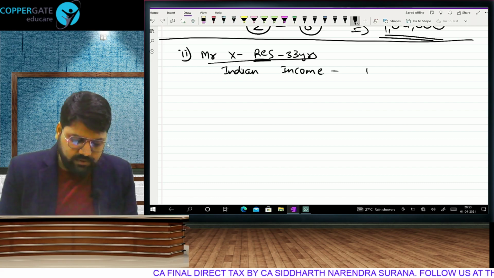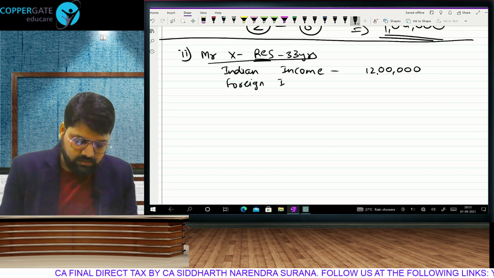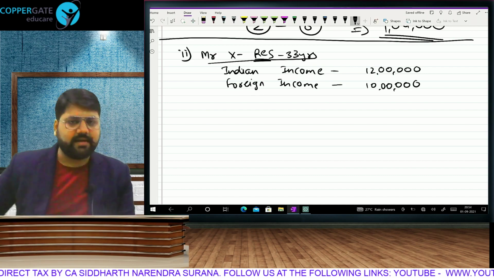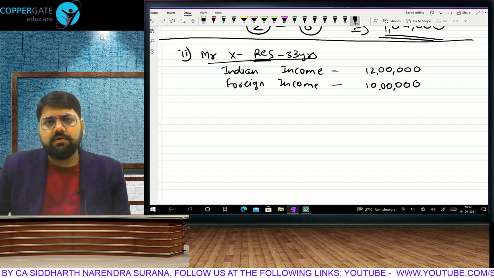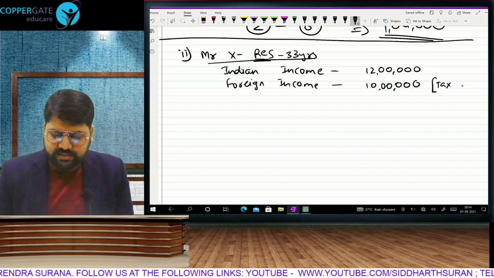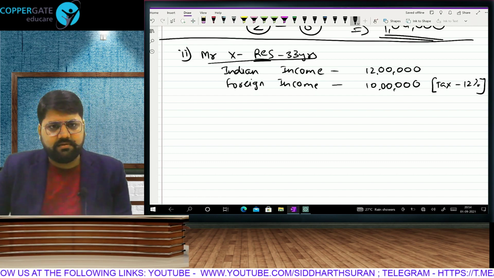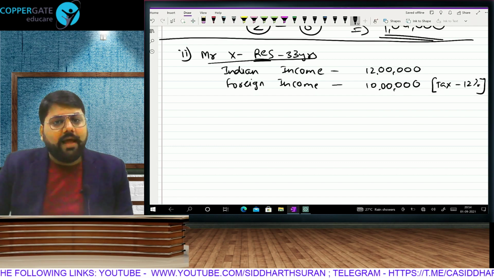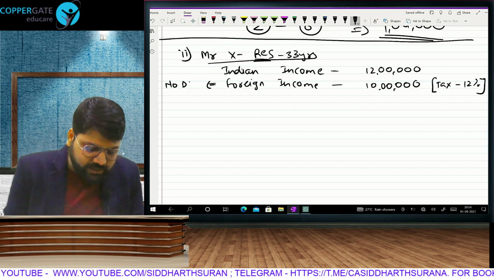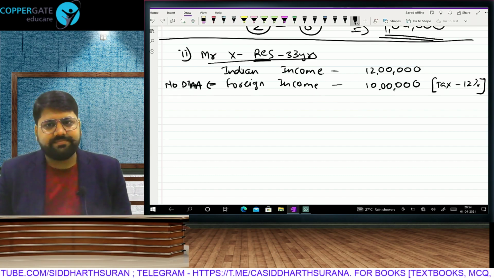Indian income 12 lakh rupees, and he also has got foreign income of 10 lakh. Indian income 12 lakh, foreign income 10 lakh, and the foreign country in which he has earned this income has applied 12% income tax. So what is the rate of income tax in the foreign country? 12%. Okay. And now the painful thing of his life, the bad news, the sad news of his life. India does not have a double taxation avoidance agreement with that foreign country. No DTAA.